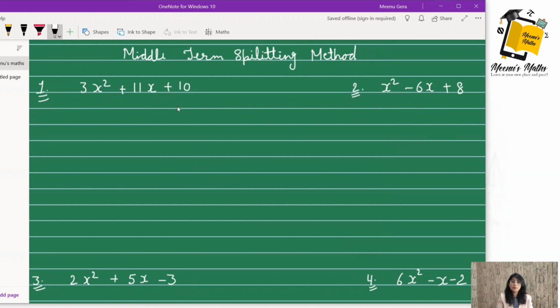First of all, to understand the middle term splitting method, look at this sign. If this sign is positive, it means we have to think about two numbers which can be added. This sign will tell us that in this we have to add, and if there is negative we have to subtract. So one thing is final, that we have to add.